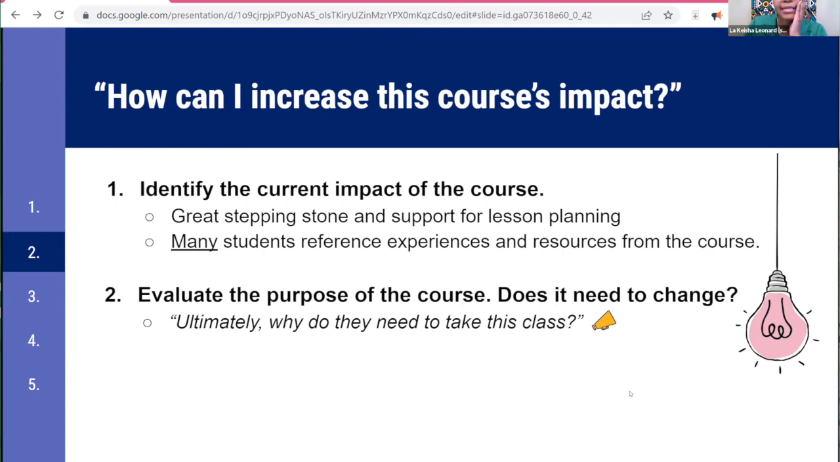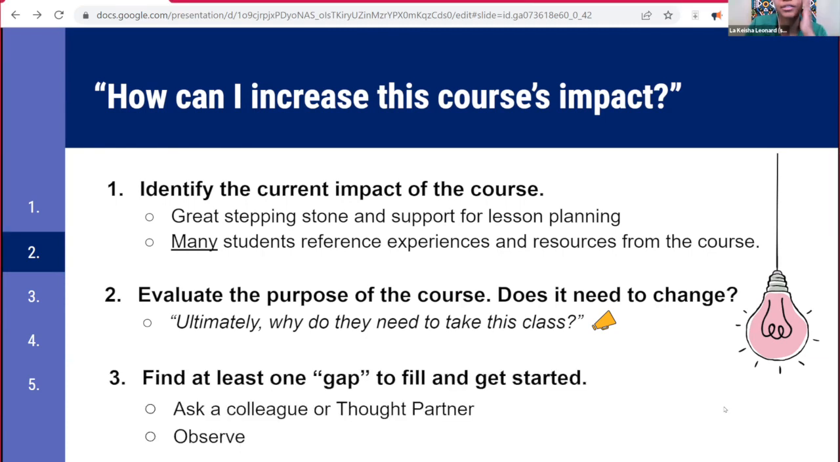Okay. And then one of the last things that I did in order to figure out how I can increase the course's impact was try to find at least one gap to fill and try to get started. So I asked a colleague. If you have any thought partners in your program, talk to them, observe as much as possible. I was fortunate enough to ask the PBI instructor who I work closely with. One day I was talking to her and I just said, hey, what do your students need? Your future PBI students, how can they be more prepared when they get to you? Because we had noticed that when they got to PBI, we were still talking about what each E meant.